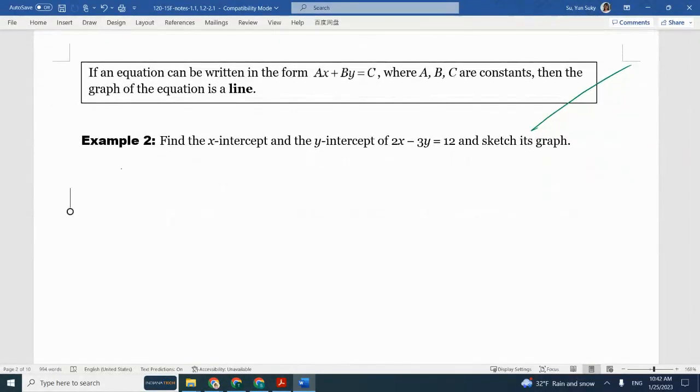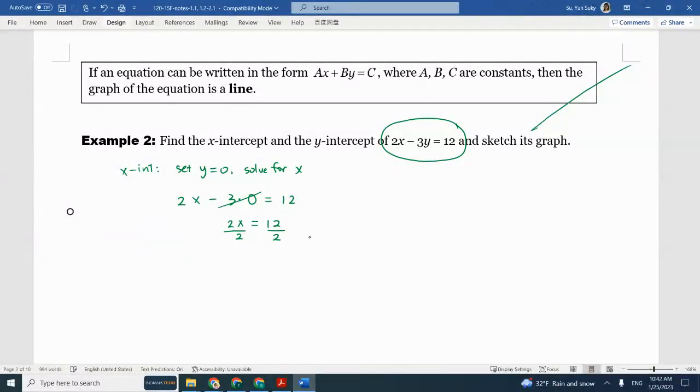Okay, so to find the x-intercept, we set y equal to 0 and we solve for x. Look at this equation. We plug in y is 0, so replace y by 0. We get 2x minus 3 times 0 equals 12. 3 times 0 is 0, so 2x equals 12. Both sides divided by 2, we get x equal to 6.